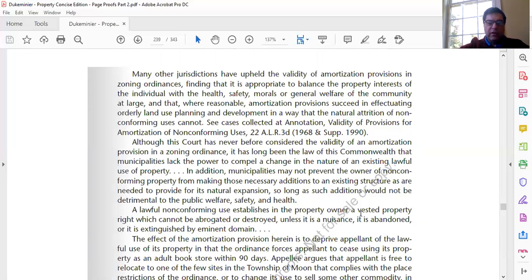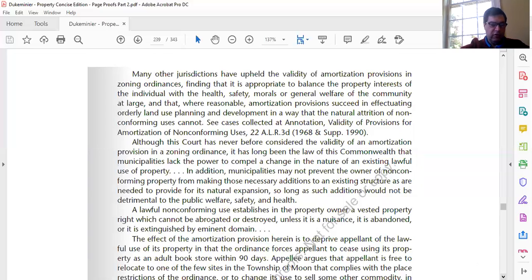The court does that on the basis of this holding over on page 582. A lawful non-conforming use establishes in the property owner a vested property right which cannot be abrogated or destroyed unless it is a nuisance, it is abandoned, or it is extinguished by eminent domain. And so they just reject outright the idea of an amortization period if you have a lawful non-conforming use that isn't a nuisance.